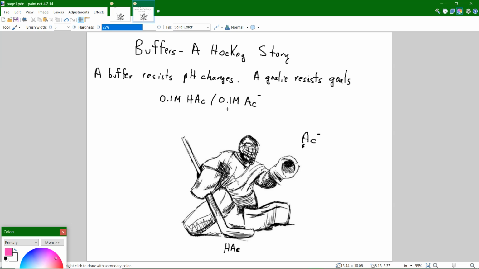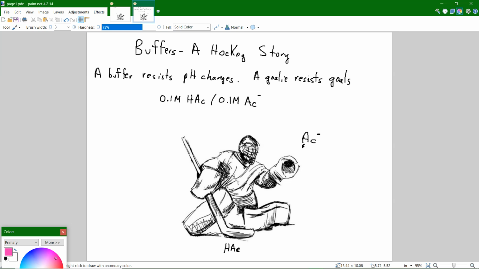And then the conjugate base could come from a sodium acetate or a potassium acetate 0.1 molar solution to get Ac minus. So these concentrations don't have to be the same as each other, but if the buffer is to be effective, to be efficient, they have to be no more than 10 times the conjugate. So 0.1 and 0.1, well, that's perfect. You could even go to 1 and 0.1, but that would be pushing the limits indeed.